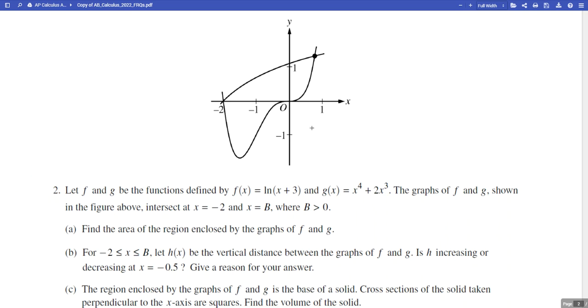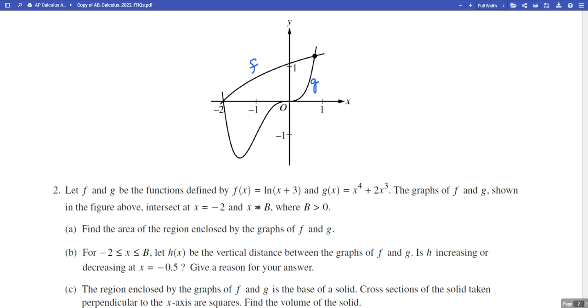So we have g of x, which is a quartic function, so that's going to be function g. F of x, which is a logarithmic function, so this will be function f. And we want to find the area of the region enclosed by the graphs, right?